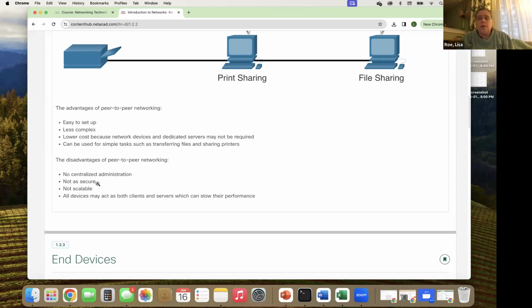It's not as secure because we don't have higher-end user management. Everything's managed at the local level, meaning the device itself. It's not scalable. That's what I was talking about earlier. When these networks get too large, they become too burdensome to manage. And then all devices act as both a client and a server, which can slow their performance.